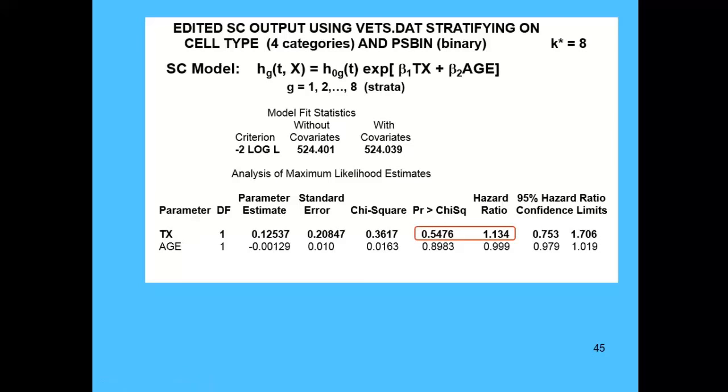Now, why did I circle this? What is 1.134? The hazard ratio for the effective treatment, controlling for what? Controlling for age, that's all. And it's also controlling for the 2 variables we've stratified on. They're not listed in the model because they're not in the model, but they're controlled for. So this is the hazard ratio I get for the no interaction model.